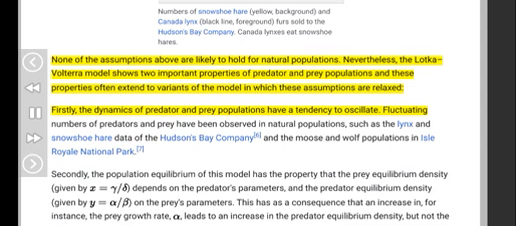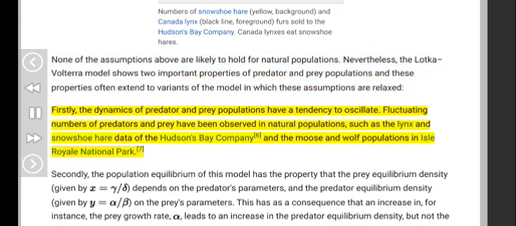Firstly, the dynamics of predator and prey populations have a tendency to oscillate. Fluctuating numbers of predators and prey have been observed in natural populations, such as the lynx and snowshoe hare data of the Hudson's Bay Company, and the moose and wolf populations in Isle Royale National Park.